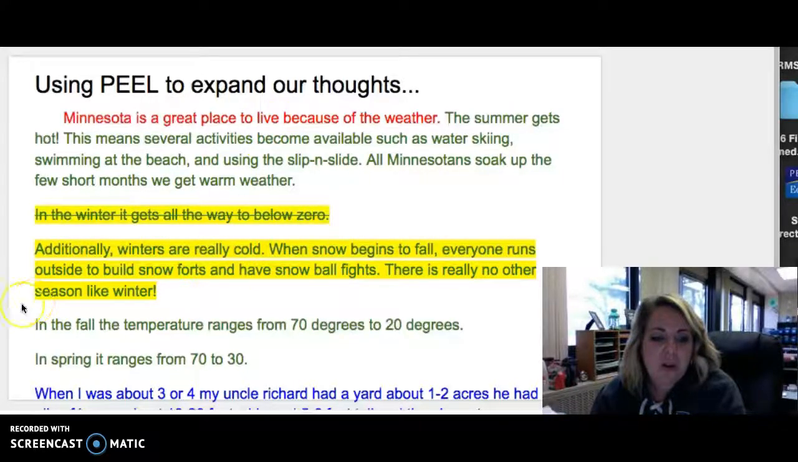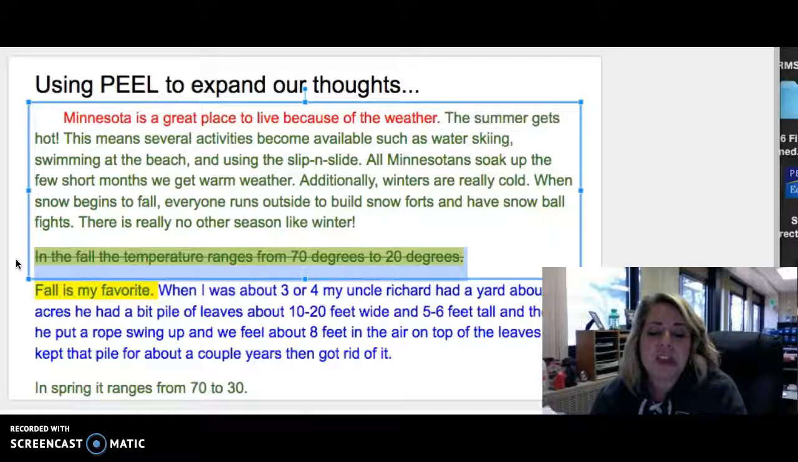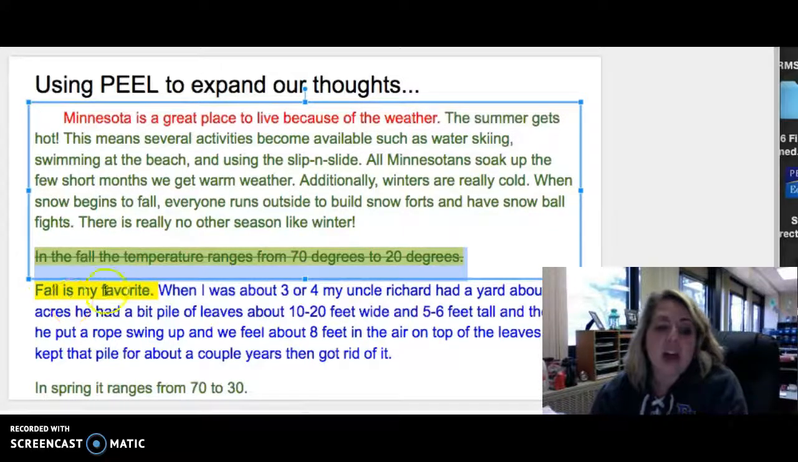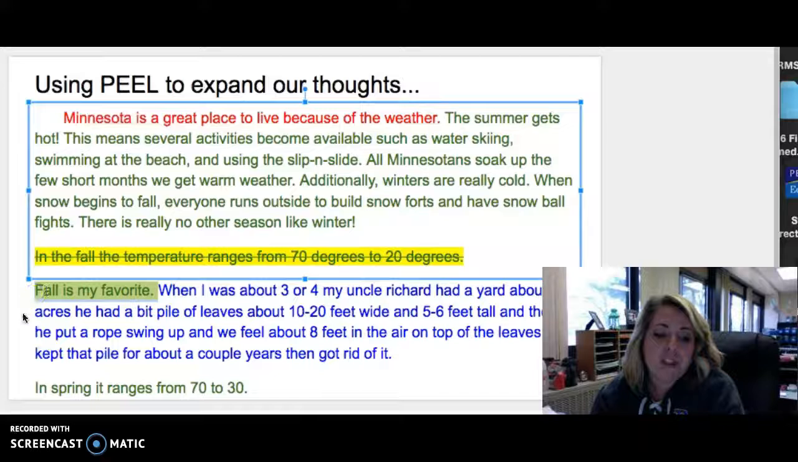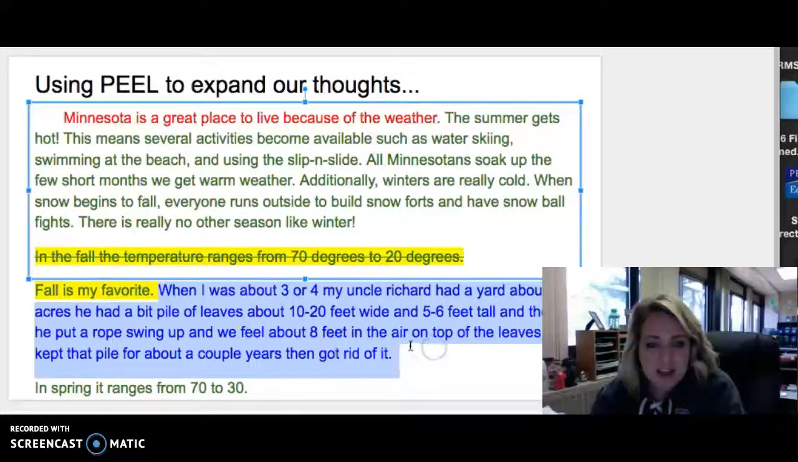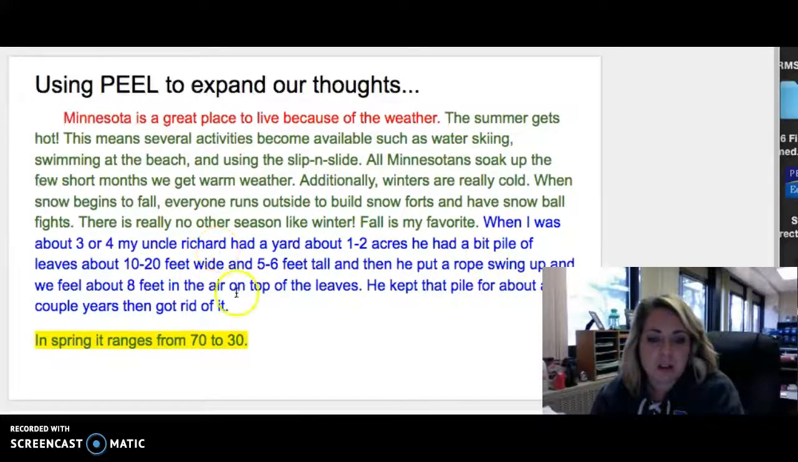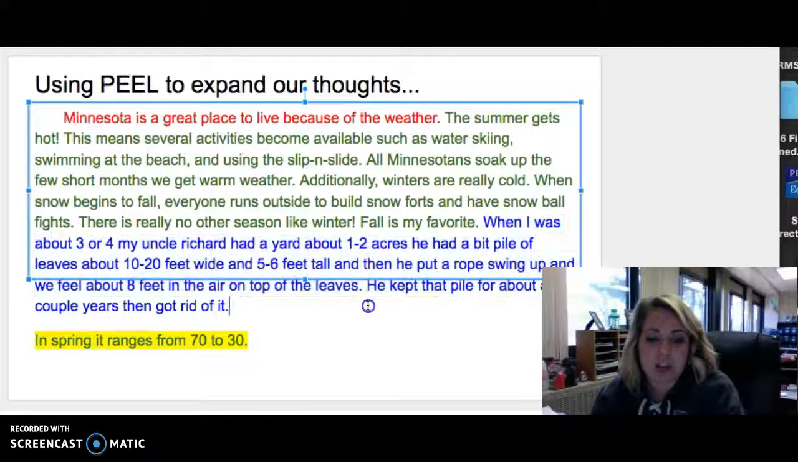Okay. Now, we move on and we look at fall. In the fall, the temperature ranges from 70 degrees to 30 degrees. I hated this sentence. This tells me nothing about why fall is such a great thing. So I instead reworded it and I wrote fall is my favorite. So that's my next piece of evidence that makes Minnesota such a great place to live. And so now I would throw that story in there because the story really supports fall. And so I would maybe reword some of the story too, but we'll just keep it the same for now. If this was a real thing, I would change some of the wording here, okay?